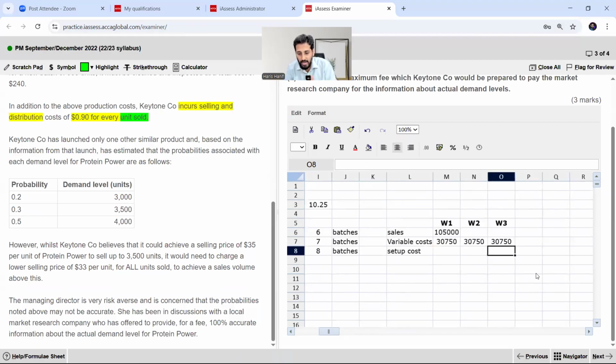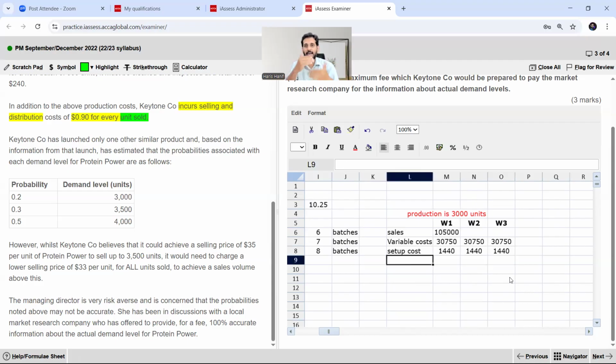So in all these 3 workings, I am producing 3000 units. For our convenience, I have written it over here: production is 3000 units, right? So what is the setup cost? It is equal to 240 multiplied by 6. You can just copy paste over here. So simple. Setup cost has been done.